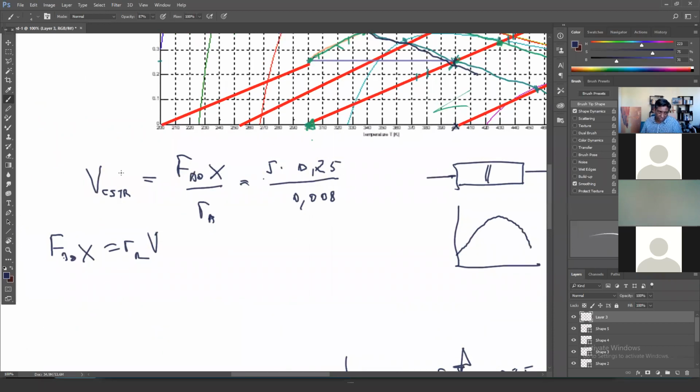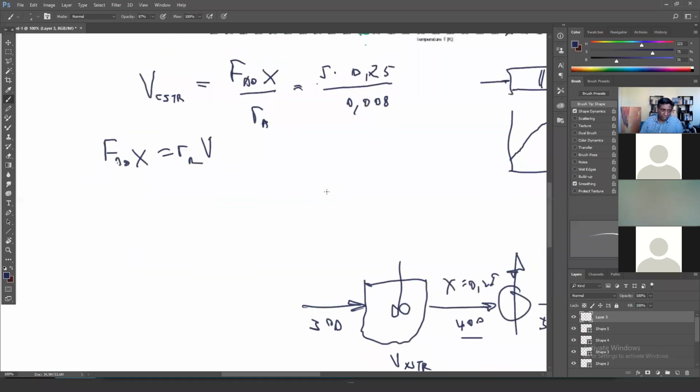It's as easy as that. That's how you estimate the volume of the CSTR. For the PFR, there's a bit more to it. For the PFR, V_PFR is F_A0 times the integral of dX over R_A, like that. So that's strictly true, but we will approximate this.